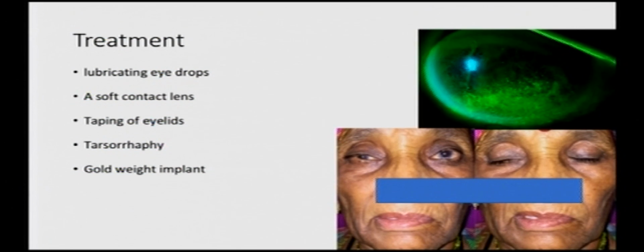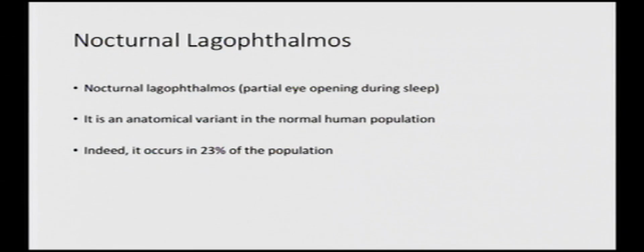If the patient has exposure, we can give them lubricating drops or some soft contact lenses. The patient can be advised some temporary measures like taping of the eyelid at night. A temporary tarsorrhaphy can also be done. The other options would be tarsorrhaphy and gold weight implants.